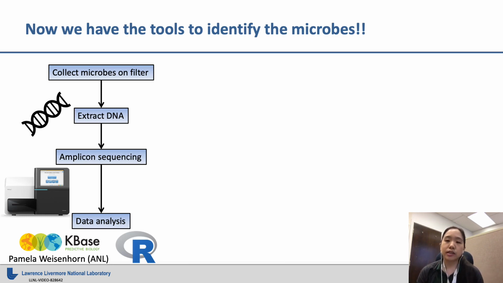Third, we have the tools and procedures to cost efficiently identify these microbes now. The procedure follows 4 overarching steps, from collecting the microbes to sequencing and data analysis. There are really nice programs out there in R, including ones that use machine learning to analyze microbial community sequencing data. And KBase actually now has the capability to analyze amplicon sequences in a super straightforward approach. And special shout out to Pamela Weisenhorn from Argonne National Lab who made this possible.